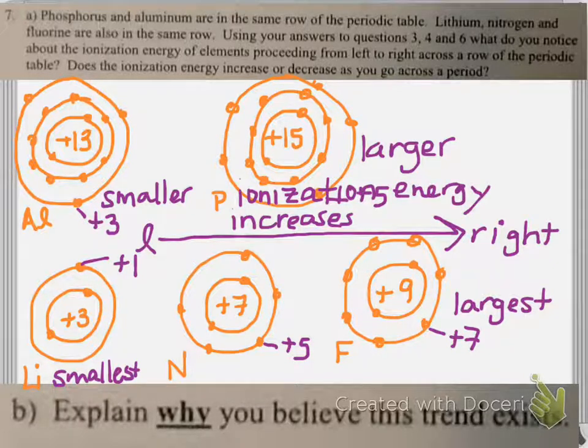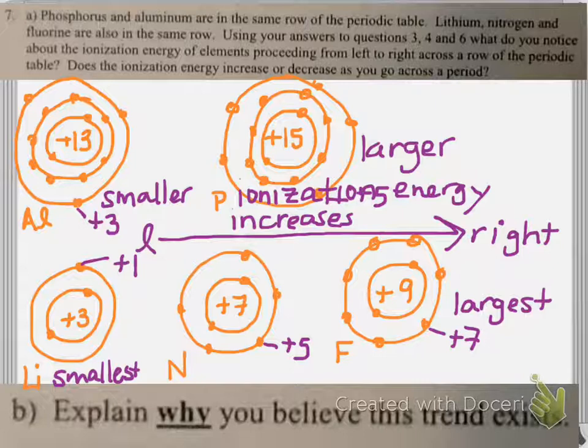We see that with aluminum and phosphorus. We saw it with lithium, nitrogen, and fluorine. So as you move from left to right across a row or period, the ionization energy increases. Part B says, explain why you believe this trend exists. So again, what did we see happening here? We saw an increase in the pull of the nucleus for those outer electrons, which makes it harder to remove an electron, so the ionization energy increases.